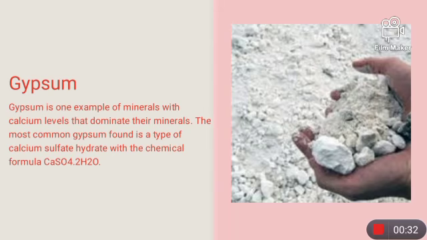Gypsum is one example of minerals where calcium dominates the composition. The most common gypsum found is a type of calcium sulfate hydrate with the chemical formula CaSO4·2H2O.